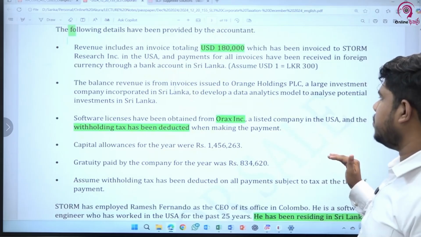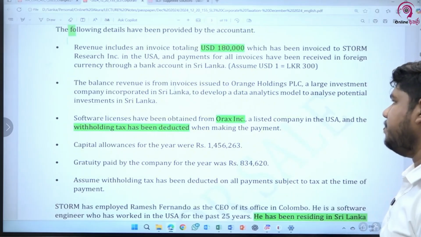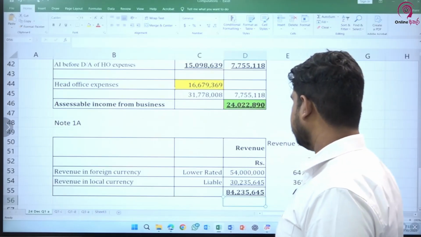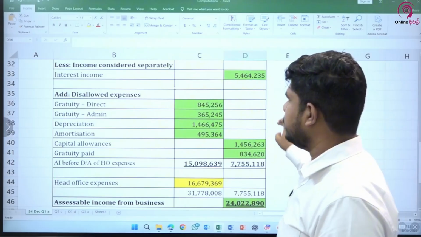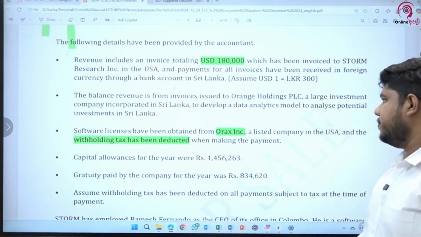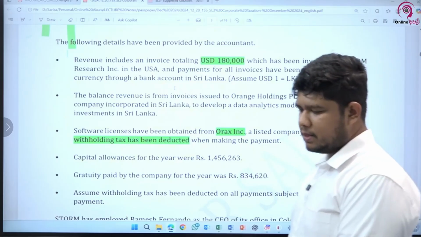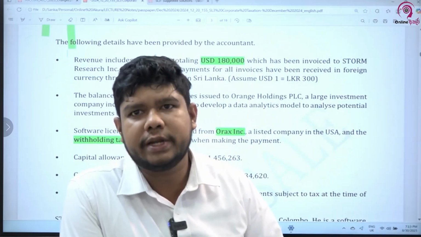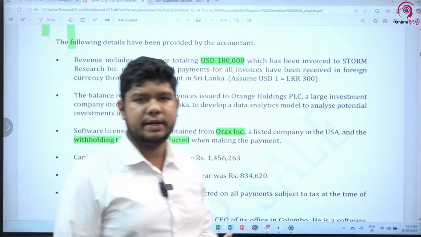Software license has been obtained from CHC, a listed company in USA, and the withholding tax has been deducted when making the payment. Right. So now you have to make an adjustment to your profit, right? Business income computation. Here with this, what is the adjustment that comes to your mind? With this, you are probably thinking that if the withholding tax has not been deducted from a payment, you cannot allow it as a deduction. Where is it indicated? It's indicated under section 10 of that.